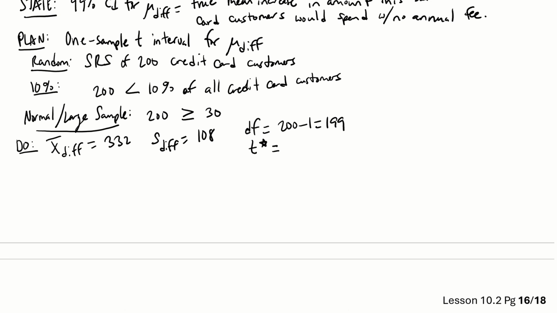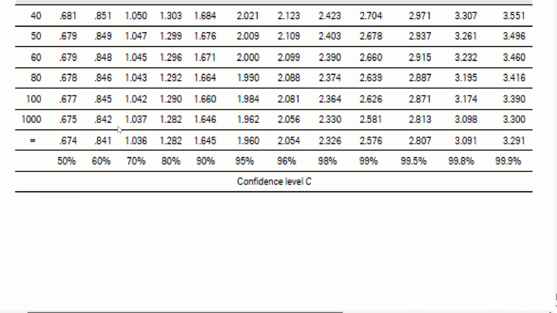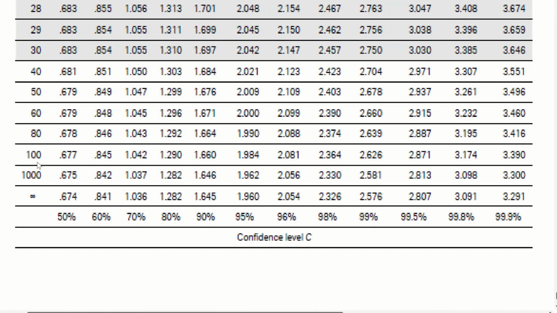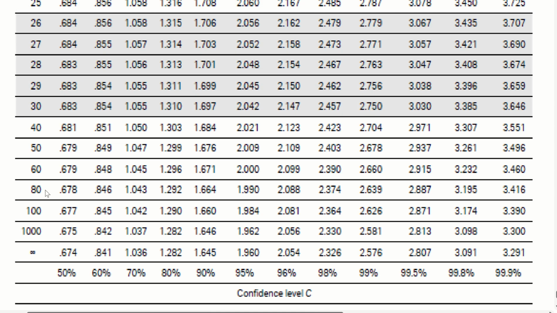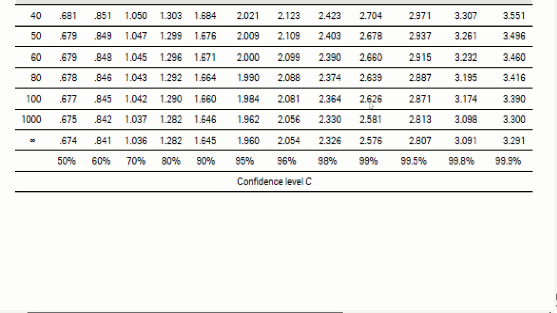So df is 199, and the area is 1 minus the confidence level, divided by 2, which is 0.005. For the table, we have 199. The table only goes from 80 to 100, and then from 100 to 1,000. So if we got 199, we would have to use 100. So 0.005 and 100 would be 2.626.